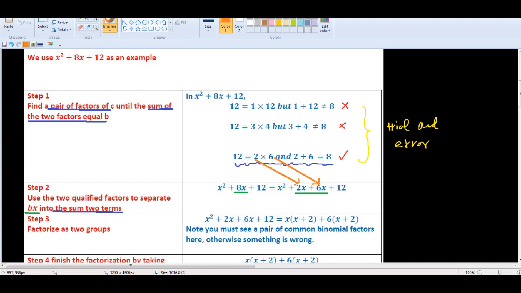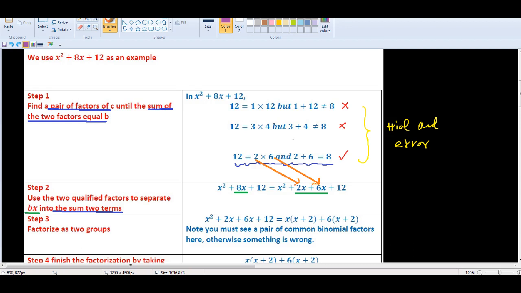Imagine if you don't use 2 and 6, but use 3 and 4, does it work? Let's think. If the 2 numbers you choose were 3 and 4, what happens? Then can you separate that ax into 3x plus 4x? Of course not, because 3x plus 4x is 7x, it is not ax. So that's why it's very important.